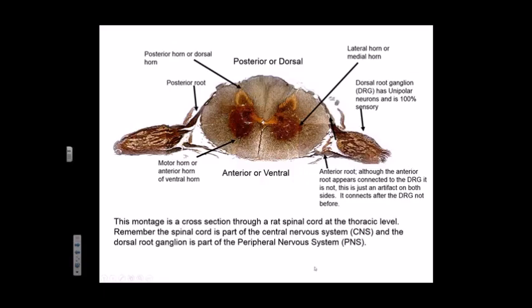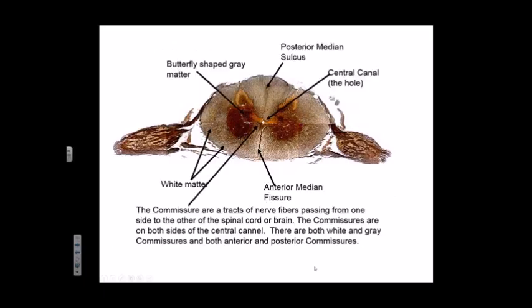Okay? Is there anything in here I left off? I don't think so. So let's add some more stuff. Okay? So here's the posterior median sulcus, and here's the anterior median fissure. And notice the fissure has this dark line in it, because you can separate the fissure and you can look in, but you can't separate a sulcus. It's stuck together. So fissures run deep, sulcus run shallow. Okay? So again, there's your central canal.